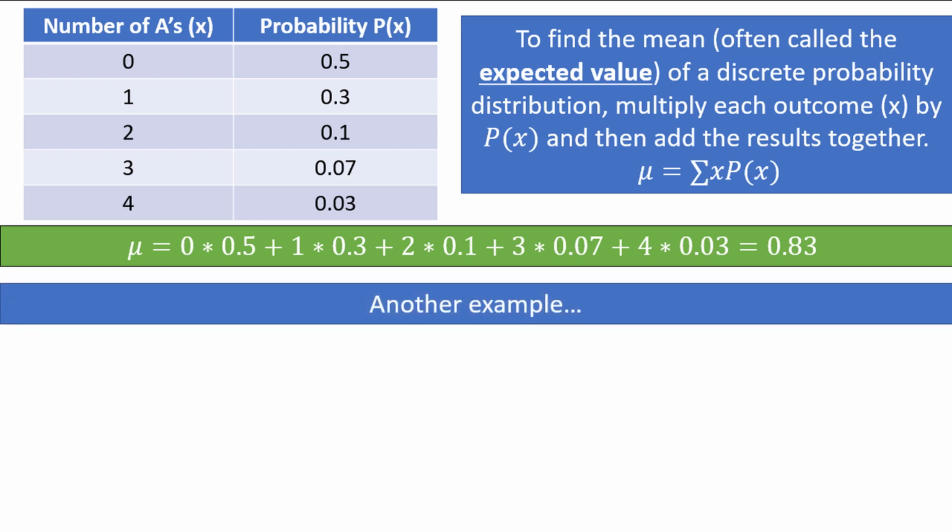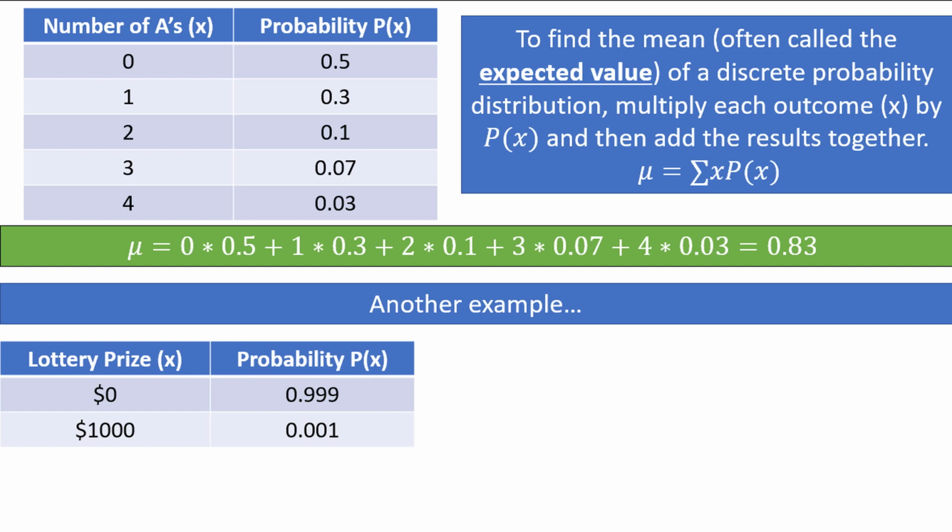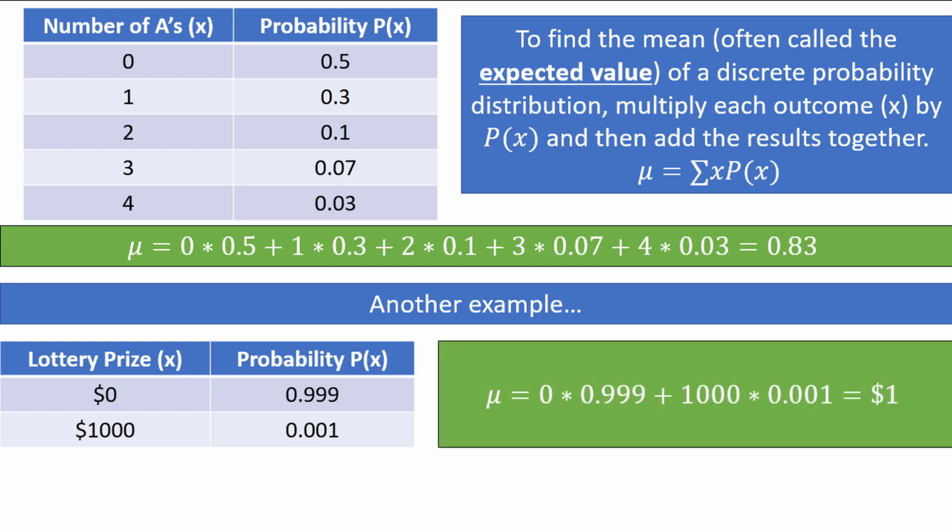Consider another example related to the lottery. There might be a 99.9% chance of losing the lottery, in which case you make $0. Perhaps in real life, this value might be negative, but let's assume someone gave you a lottery ticket. The chance you win the lottery, which let's say is worth $1,000, is 0.1%, or 0.001. To find the expected value, or mean, we would take 0 times 0.999 plus 1,000 times 0.001, which gives us $1.